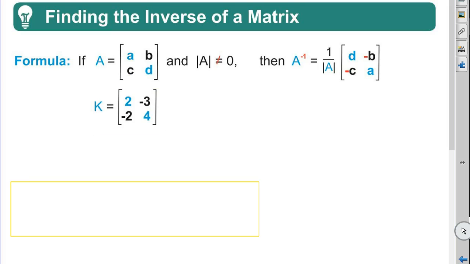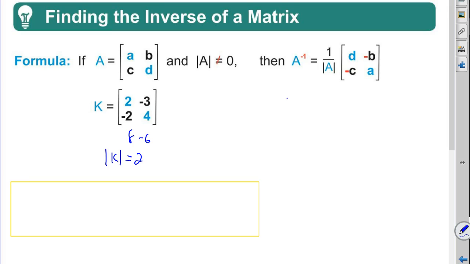So we want to find the inverse of matrix K. Now to do this, first off, I need the determinant, because that's what this notation right here means. Okay, so 2 times 4 is 8. Remember, going this way, negative, so negative and -3 is a +3. +3 times -2 is a -6. And the value of the determinant is 2.